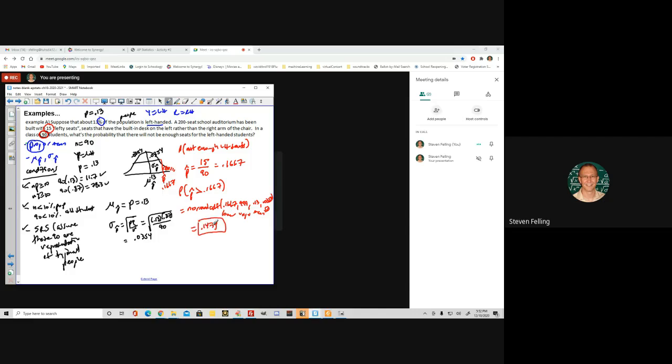So what that's saying is there's about a 15% chance that any particular class of 90 students will have too many left-handed students, too high a percentage of left-handed students, so that the desks would not cover them. Now, those are not easy problems. Some problems will be easier than that, but I wanted to start with two pretty challenging ones so you can kind of see the range of how these are used.